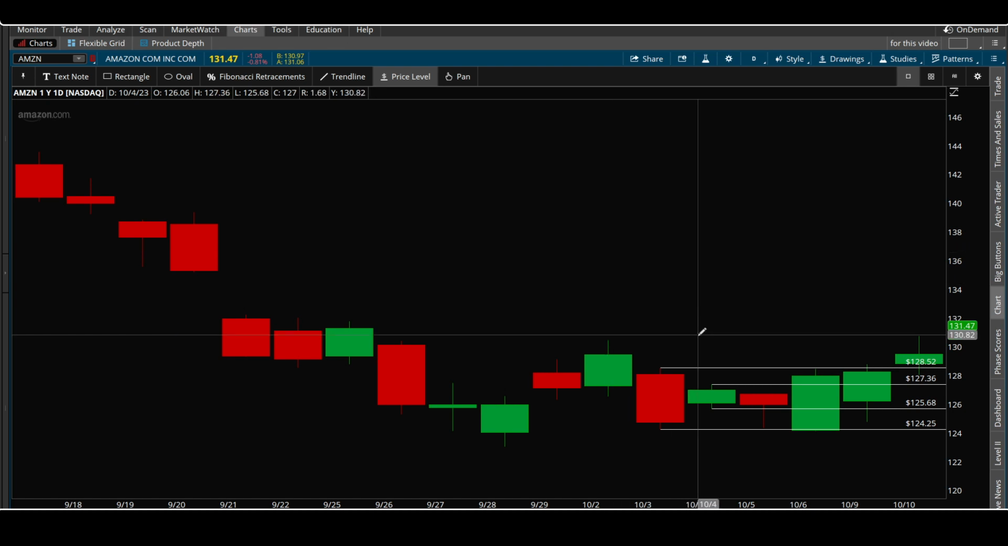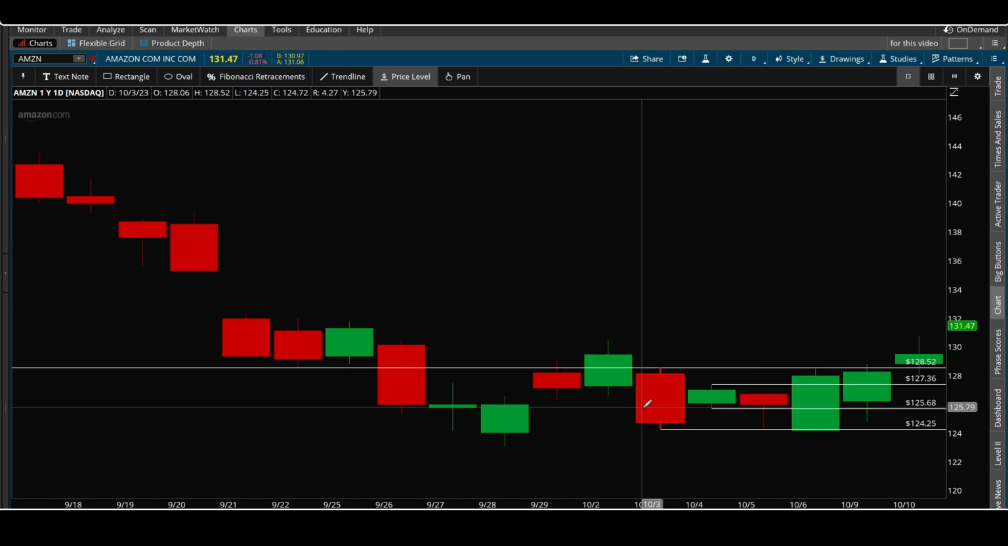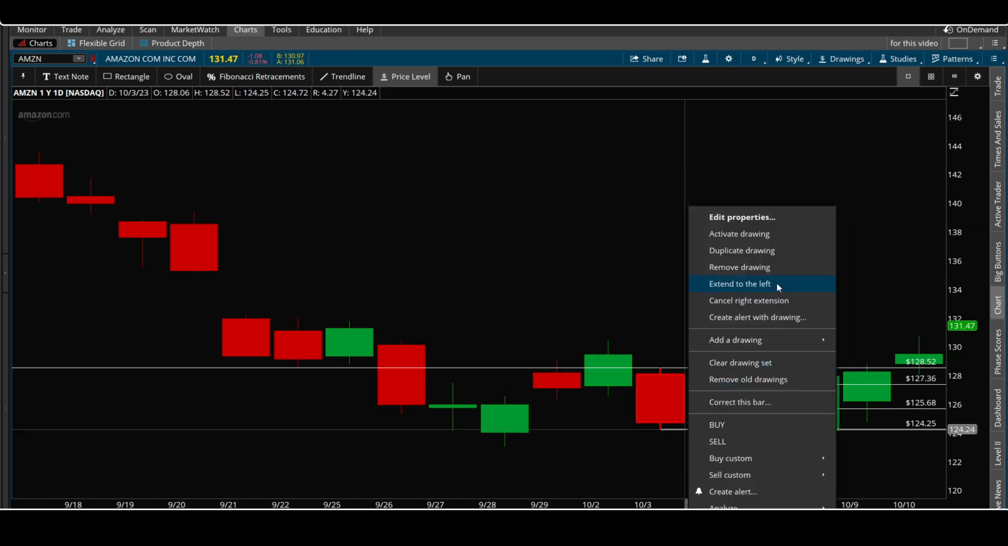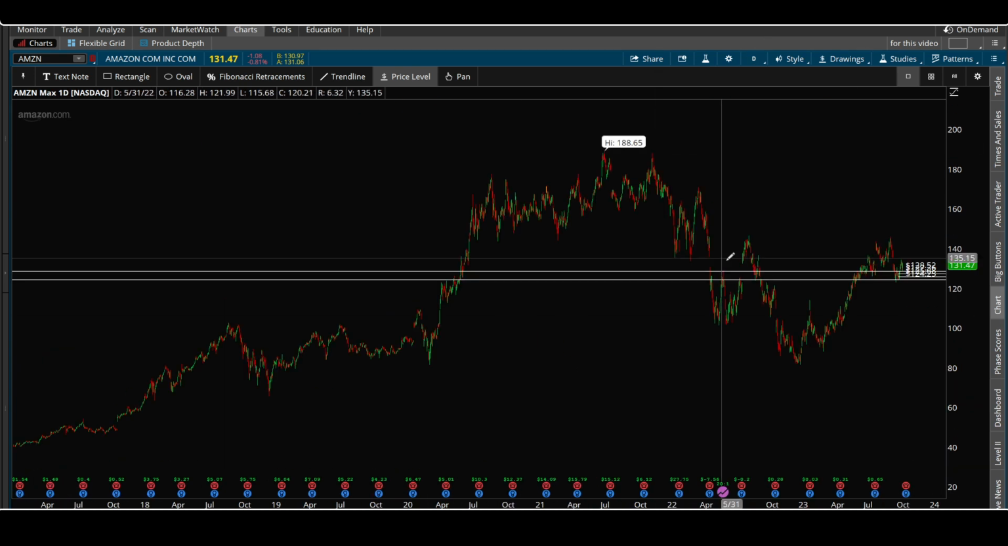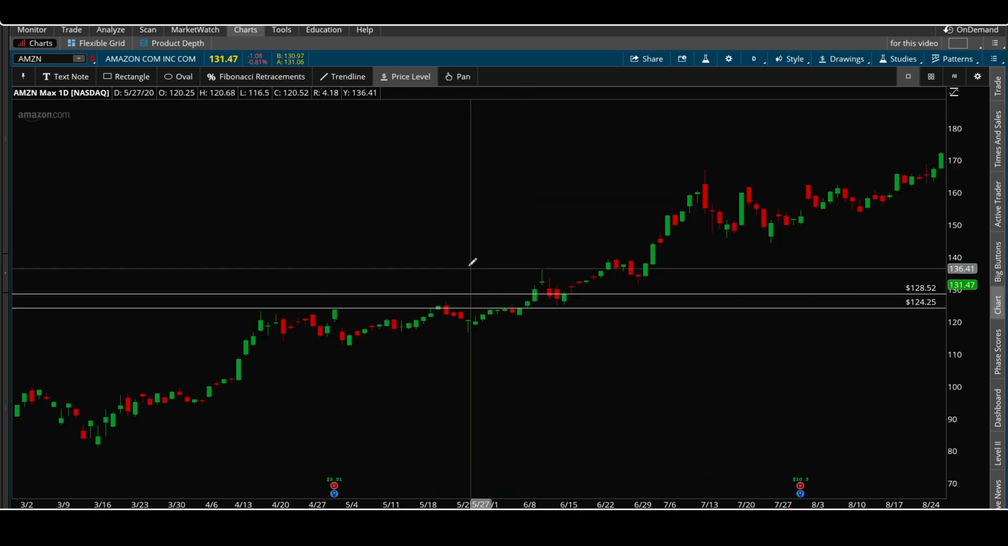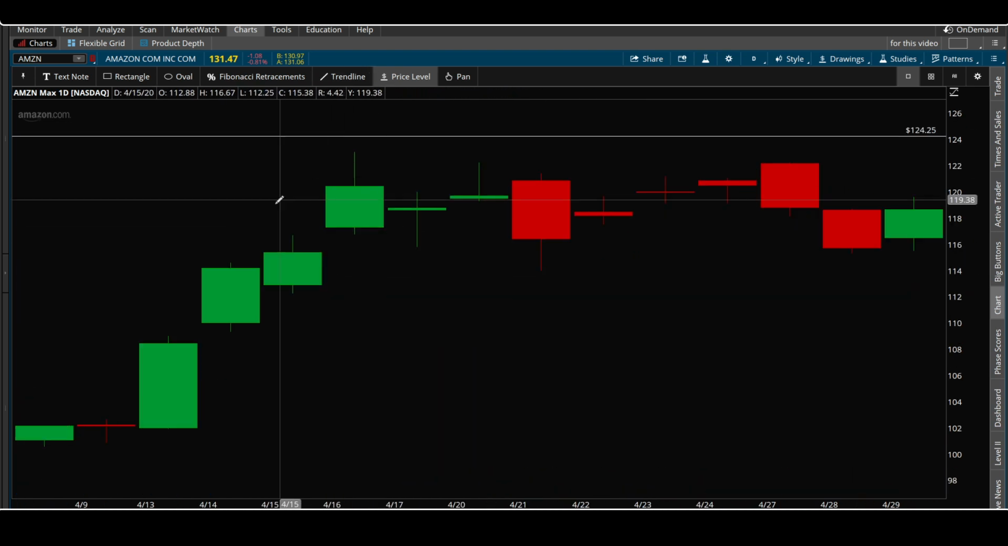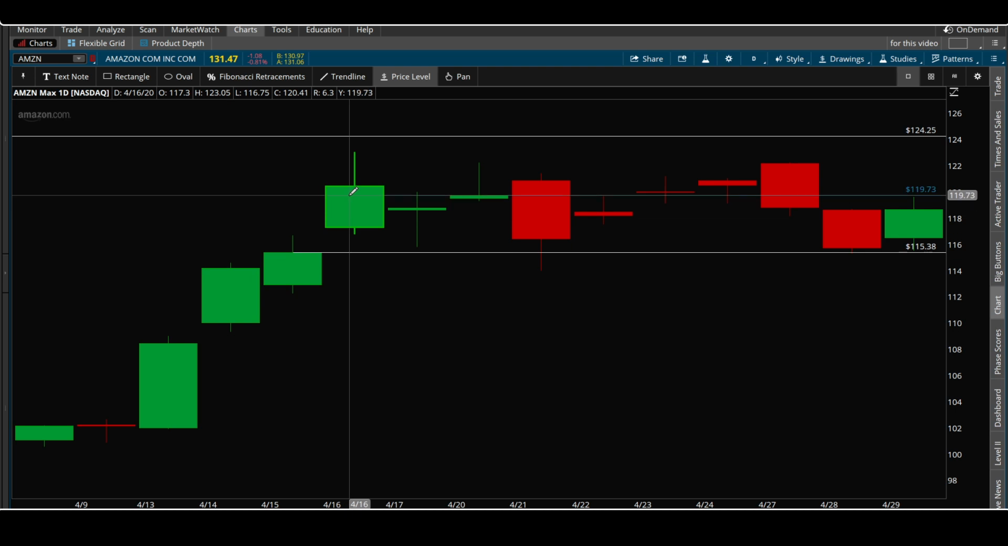Delete those again. This is what I like to do with my emerging candles. It is a little bit more tedious, and sometimes I guess you can make a mistake if you do it wrong, but get your furthest candle, your bigger candle, extend the levels to the left. Go to your chart, make it to the max daily, and then zoom on over here. We're going to find emerging candles. So we have an emergent candle here. We have an emergent candle here.